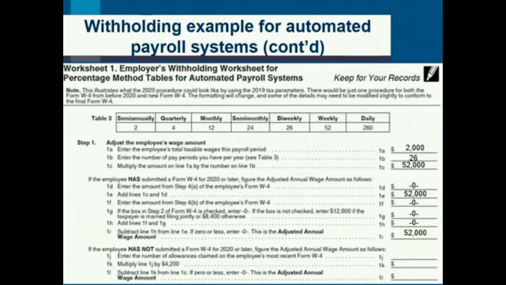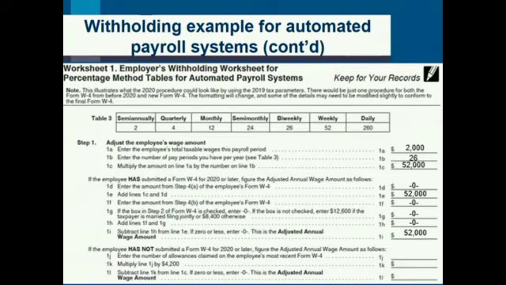So here we have Sophie's employer using percentage method for automated payroll systems, worksheet 1. This worksheet works for Form W-4 from before 2020 and 2020 or later. This method also works for any amount of wages for any pay period. Okay, let's begin with step 1 to figure Sophie's adjusted annual wage amount.